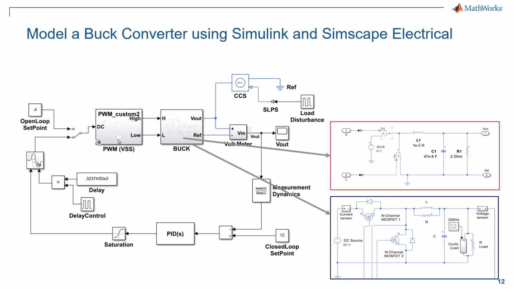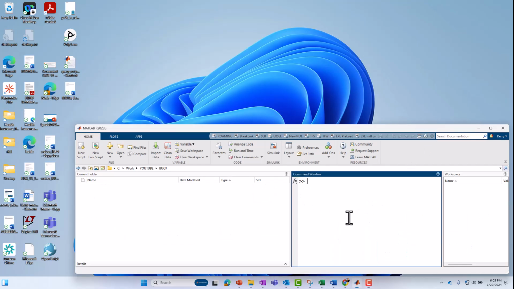We're going to model the PWM. We're going to model the closed loop nature of the control system, a load disturbance, things like that. And then we're going to exercise the model, simulate it. And so let's just do that. Let's jump right in. Okay, so now we're over in MATLAB.